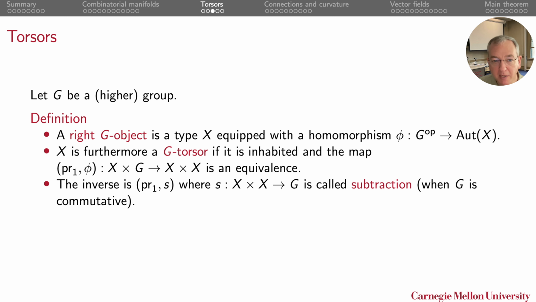We can give a name to the inverse of this function, though. So we said it's an equivalence. If we call the inverse first projection and a function S, then that S is a map from X times X to G, which we can call subtraction, which is an intuitive good name if G is commutative, which it will be in our case. But in other words, it takes 2 points in X and tells you the unique element from G that sends one of them to the other.